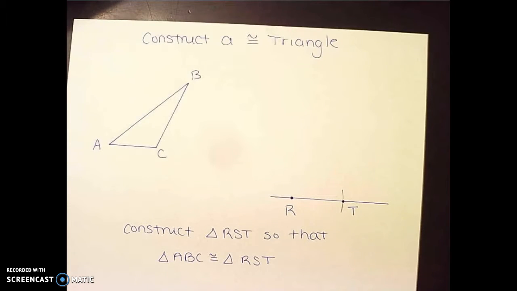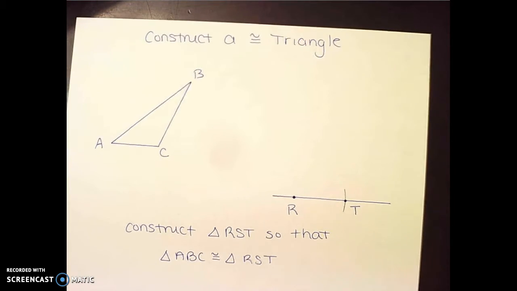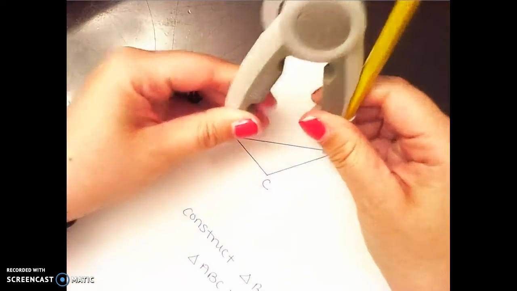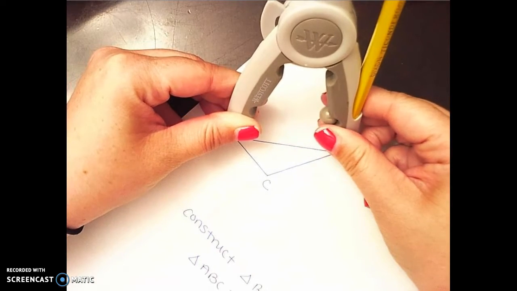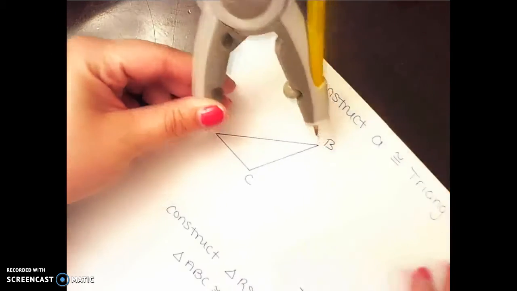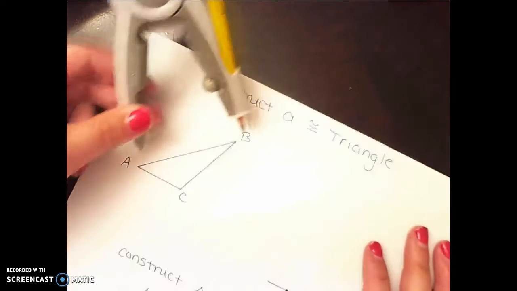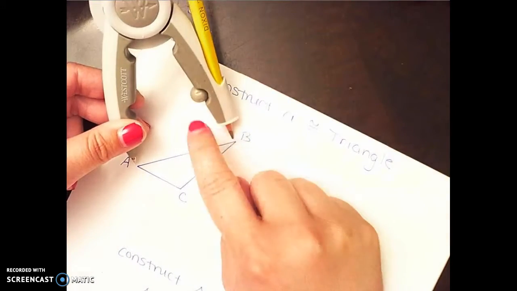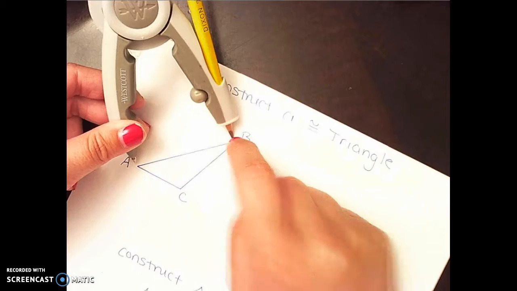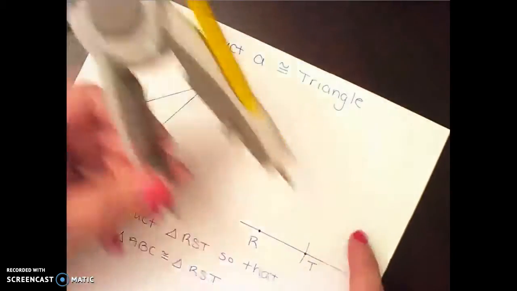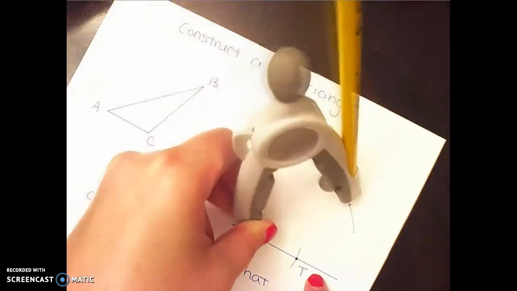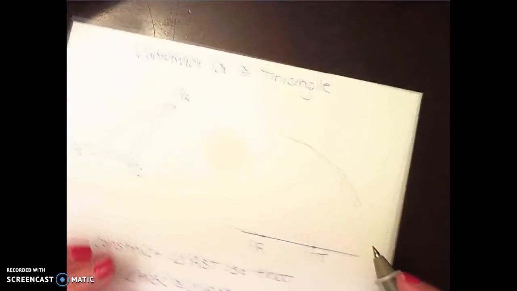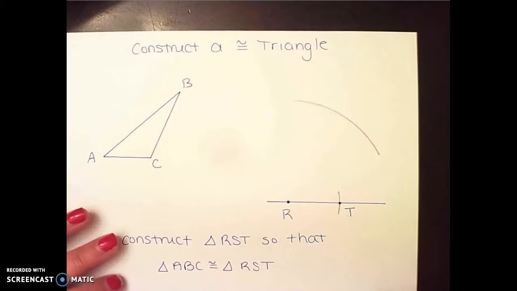So next we're going to do segment or side AB. I'm going to measure that side with my compass, and I'm going to mark off an arc where point B can be located. So I'm going to move my compass point to R and draw a nice arc here. And so I know B is going to be somewhere on this arc, I'm just not sure where yet.